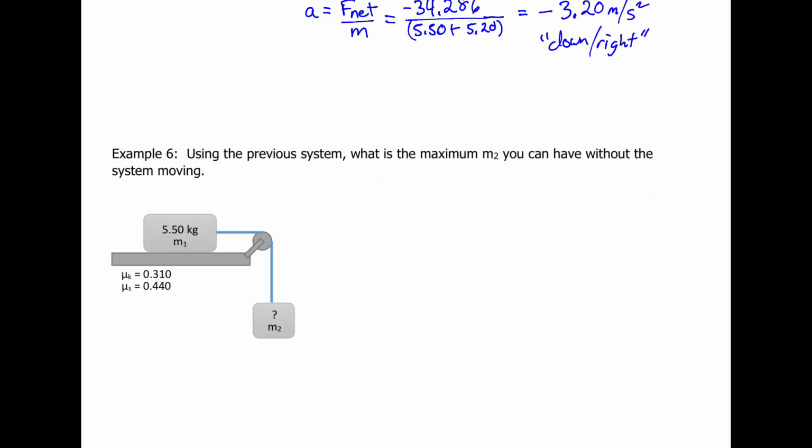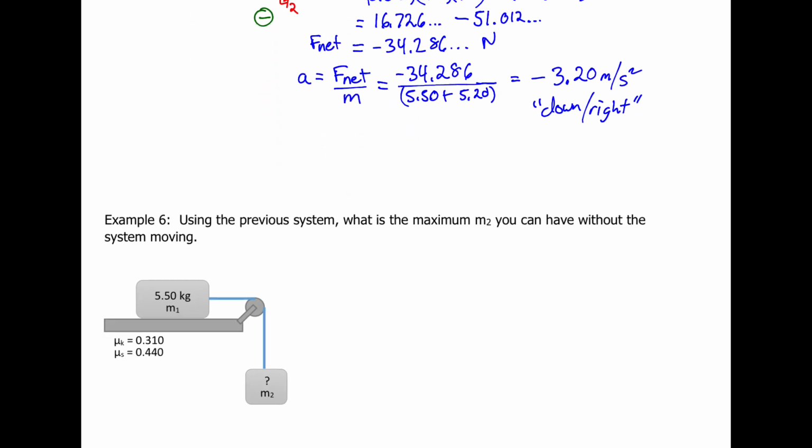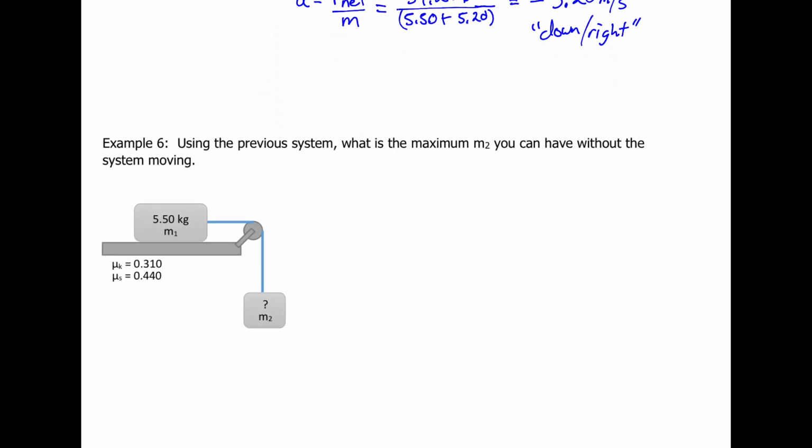Since the system, the pulleys, are exactly the same as they were in the previous question, I can just use this right here. Just start here. Everything else goes away. Since it's basically the same question, I can say F net is equal to F1 minus force of gravity 2. And I know that it's 0 because it won't move. So because it won't move, I know these are the two numbers that are the same. So this question is actually really easy once I've set up the equation.